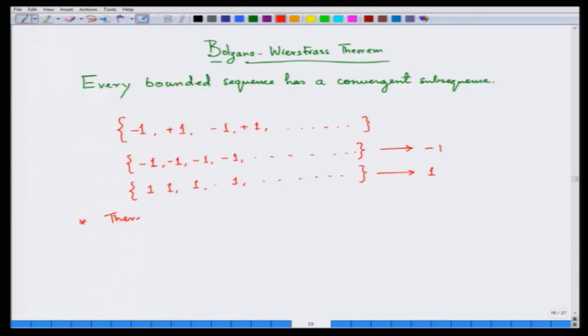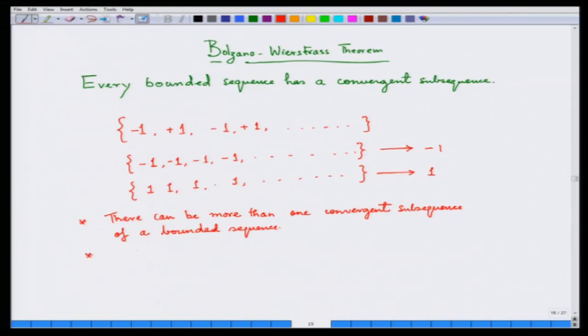There can be more than one convergent subsequence of a bounded sequence. So, this is something you have to keep in your mind. In fact, there can be infinite such subsequences. We are not going to get into this infinite term too much. Okay, you can understand there can be more than one.